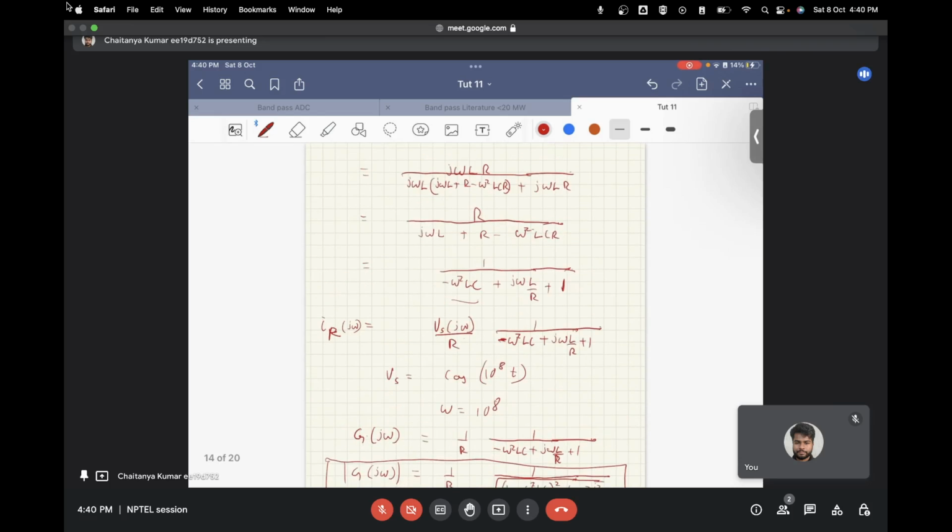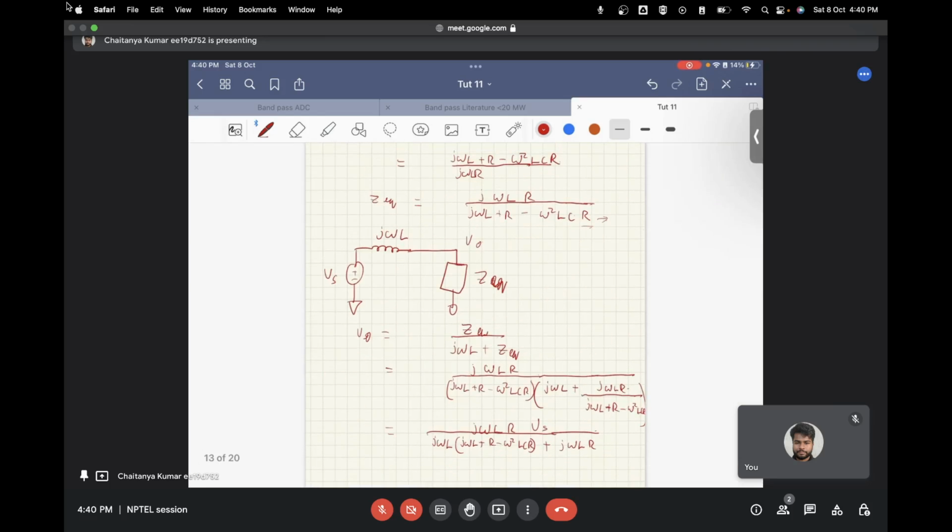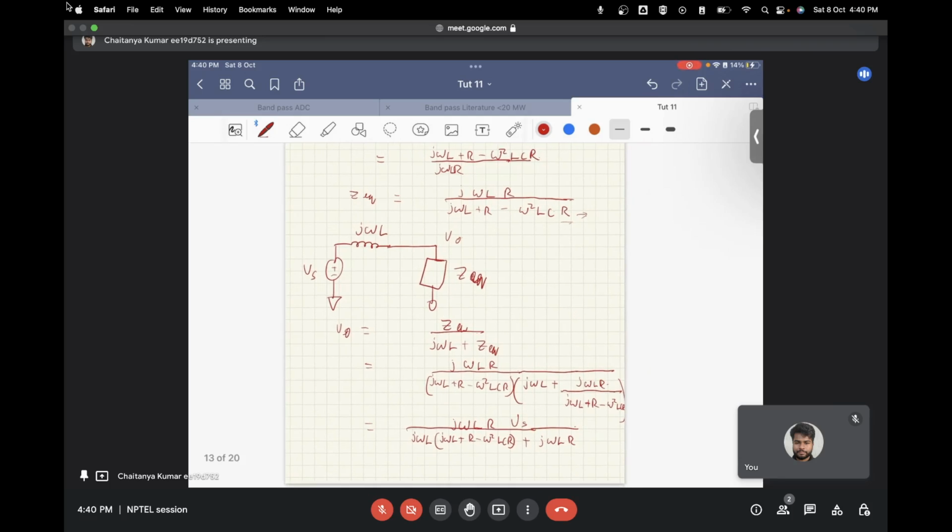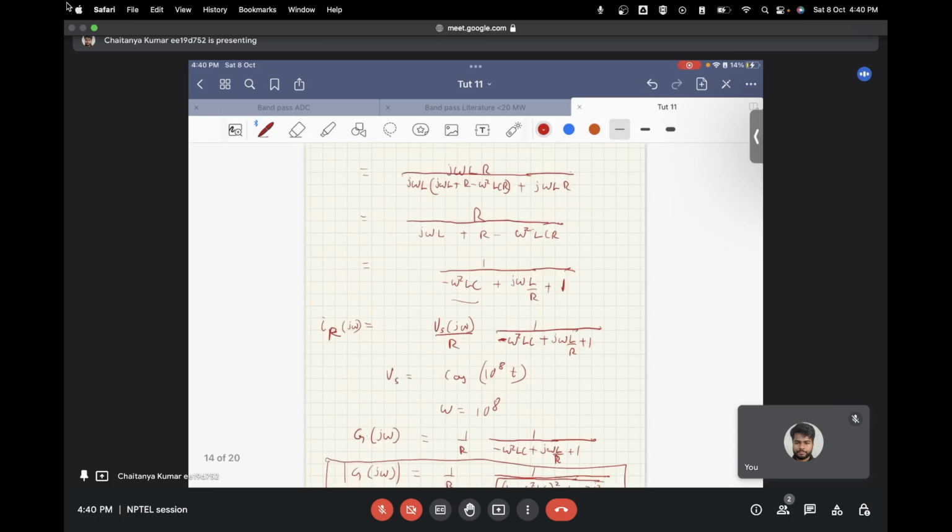I think there is a mistake in the calculation. Just let me check once. So yeah, here you have j omega L twice. So what you have over here is 2 j omega L and not j omega L. So here it comes as 2, then here 2, 2.